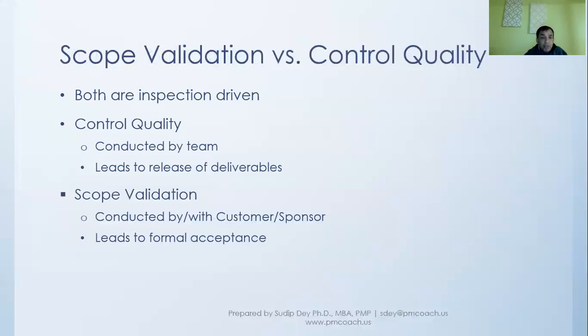Then it goes to the customer, and there it goes through the validate scope process, or scope validation. This is done by the customer or the sponsor. And once they do that and they are happy with it, they'll formally accept it. They'll say, okay, this is good, and we can go ahead and close the project or close the phase.